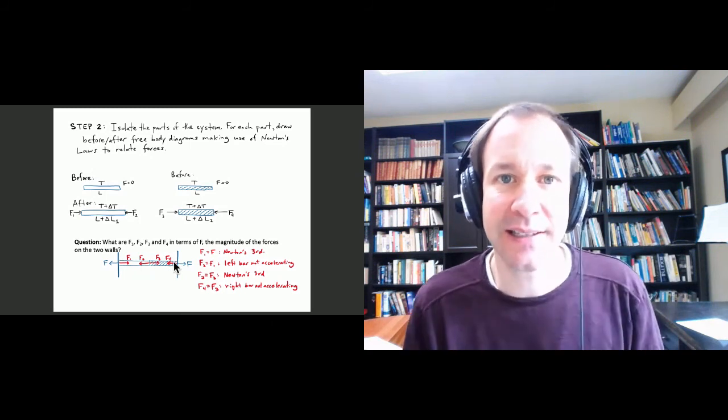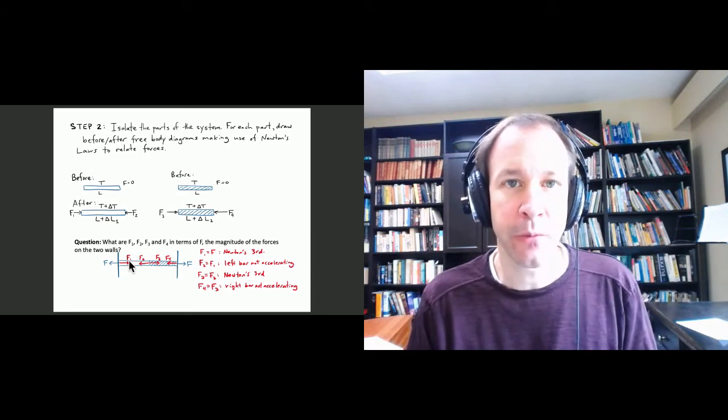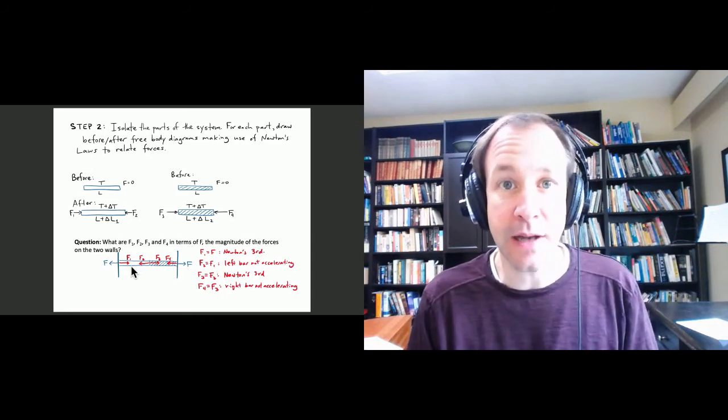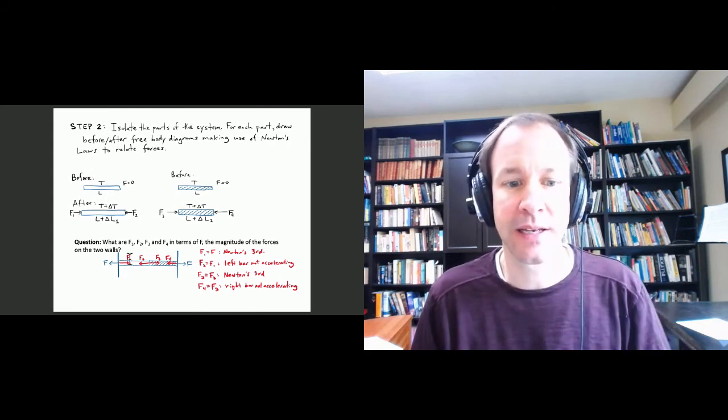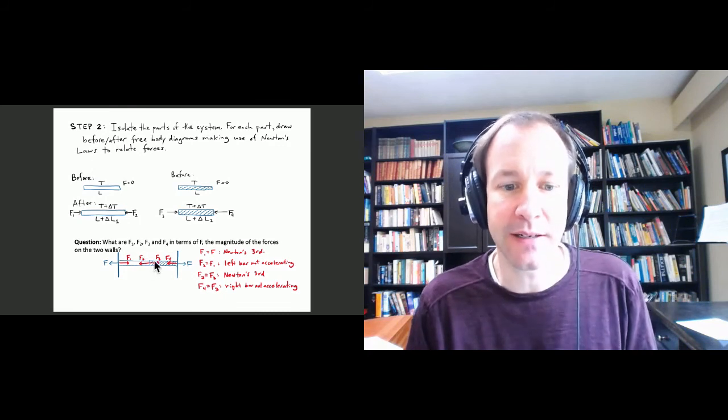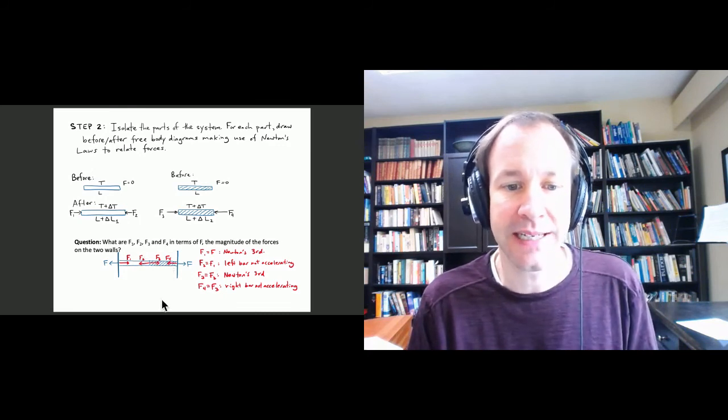And this is exactly the argument that we gave before. We know that the left side of the rod is not accelerating. Therefore, it must have 0 net force. And therefore, F1 in magnitude is equal to F2 in magnitude. And similarly, F3 is equal to F4.